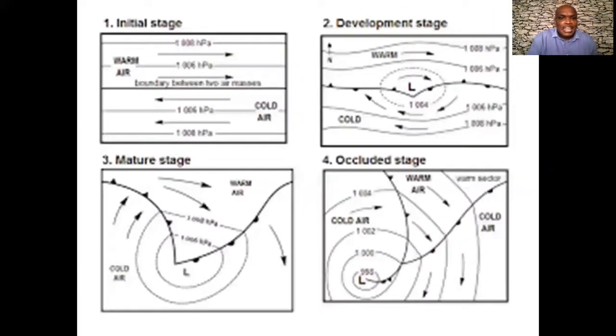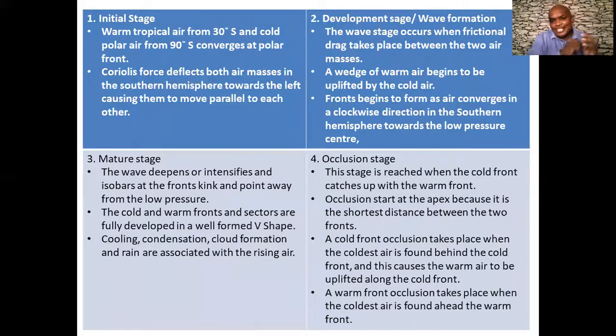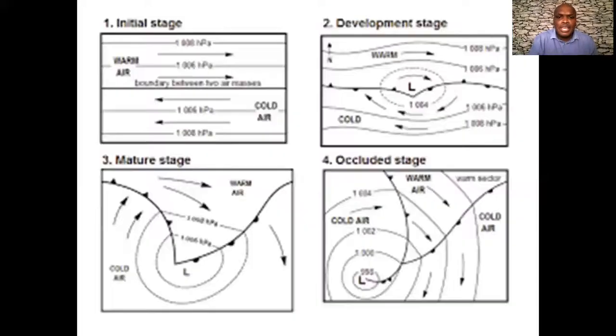If you have a look, this is the development stage. We have warm air, we have cold air. Because of the frictional drag, the warm air, as you can see, begins to be uplifted in the development stage. Then the fronts begin to form as air converges in a clockwise direction in the southern hemisphere towards the low pressure center. As you can see in the wave stage or the development stage, the fronts begin to form. But the fronts at this stage are not well developed and they are not clearly visible as they begin to form.